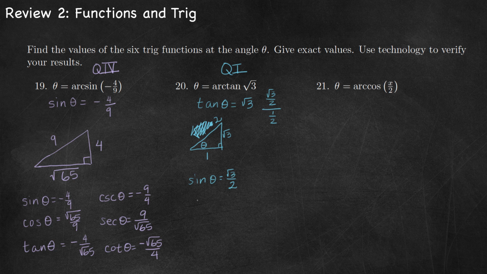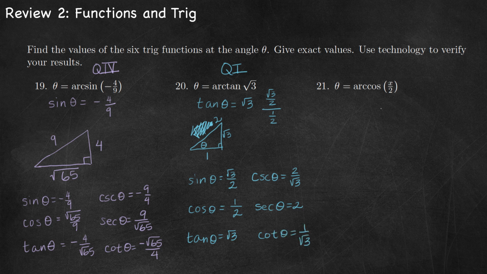So sine theta equals root 3 over 2. Cosine theta is going to be the adjacent leg over the hypotenuse, or 1/2. Tan theta, opposite over adjacent, or we already know tan theta is root 3. And we can look at our reciprocal trig functions. Cosecant theta is just the reciprocal of sine, 2 over root 3. Reciprocal of cosine is secant, so secant theta equals 2. And then cotan theta, 1 over root 3.